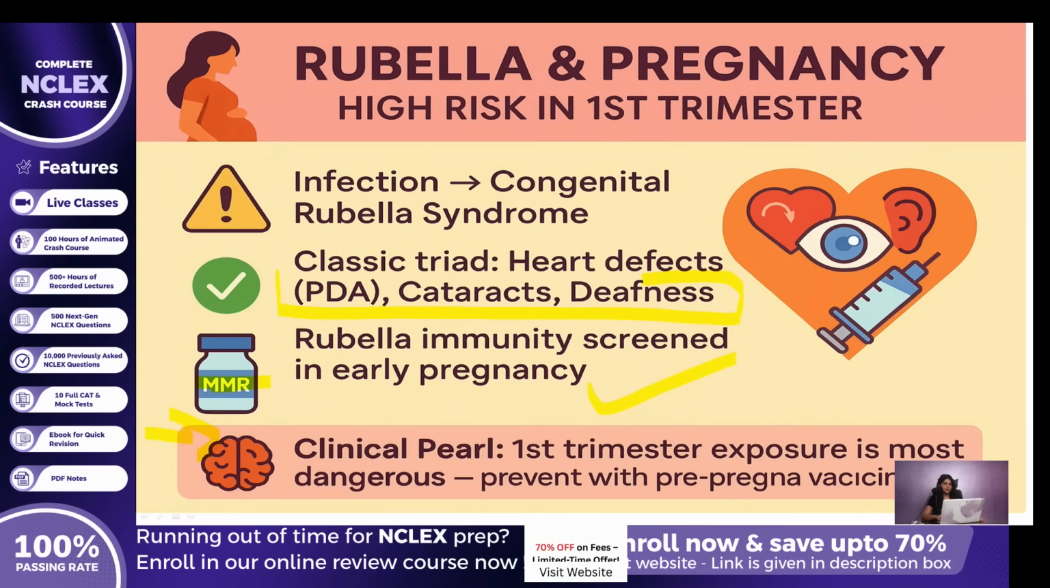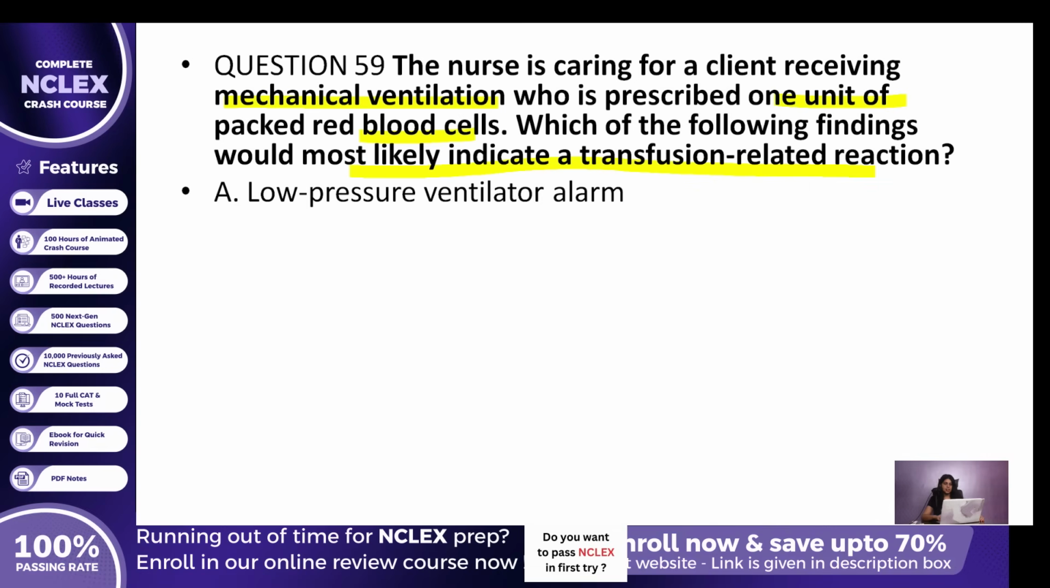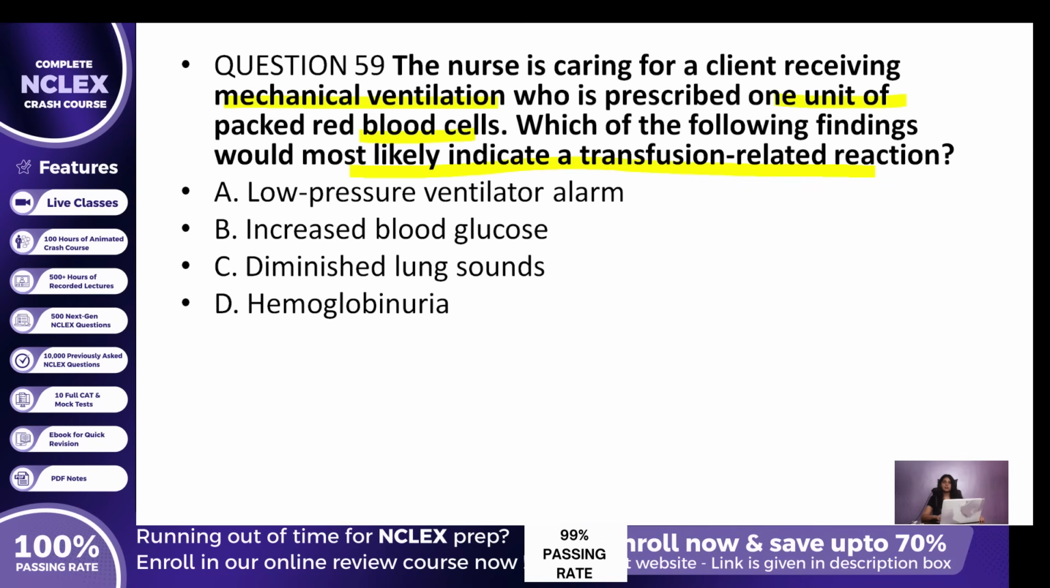Now here is a safety-focused question involving blood transfusion in a ventilated client. Question 59. The nurse is caring for a client on mechanical ventilation who is receiving 1 unit of packed red blood cells. Which of the following findings would most likely indicate a transfusion-related reaction? The options are A. Low pressure ventilator alarm, B. Increased blood glucose, C. Diminished lung sounds, D. Hemoglobinuria. The correct answer is option D.